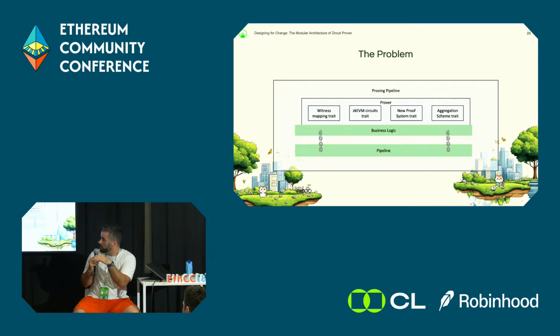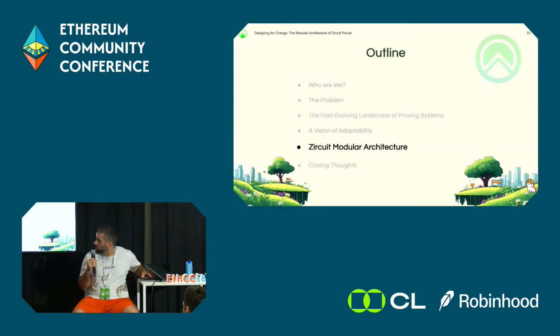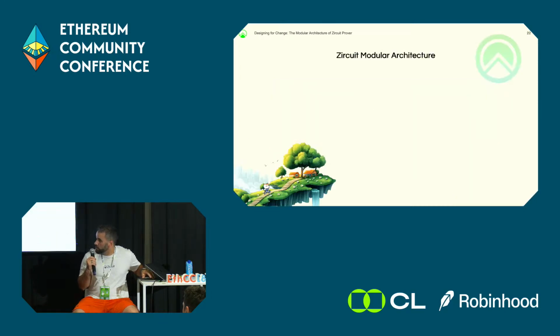So now instead, the components are going to follow this abstraction layer, which we call traits because everything is in Rust. That's what we do now. And as long as those components follow the business logic, the pipeline should work, since that pipeline is attached to the business logic. So now let's go into what that really means in the Zircuit modular architecture.